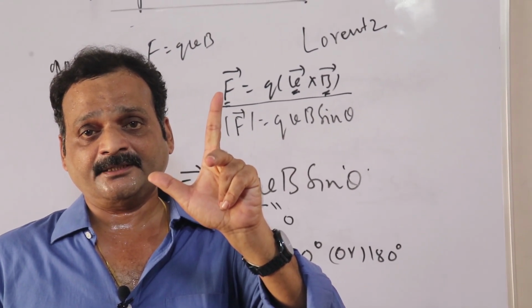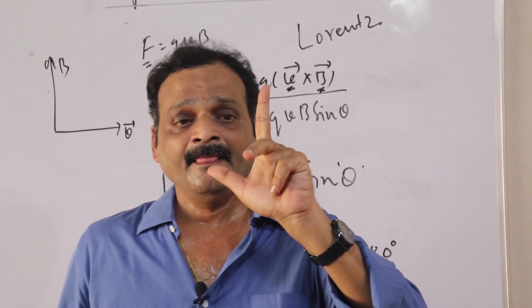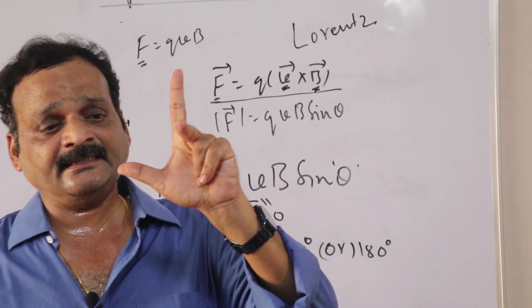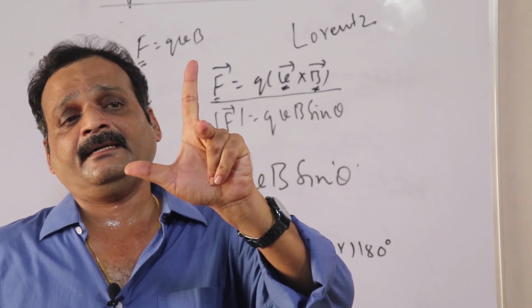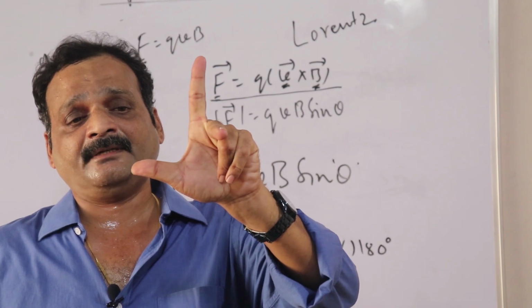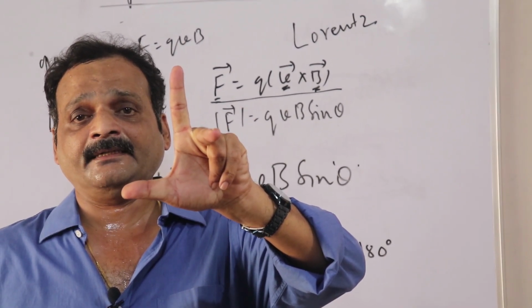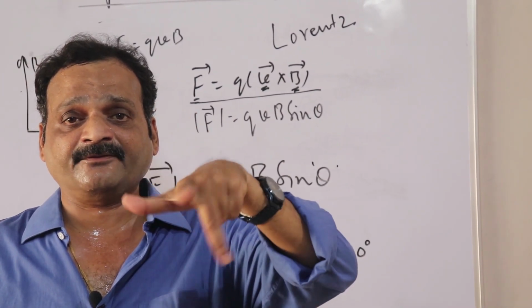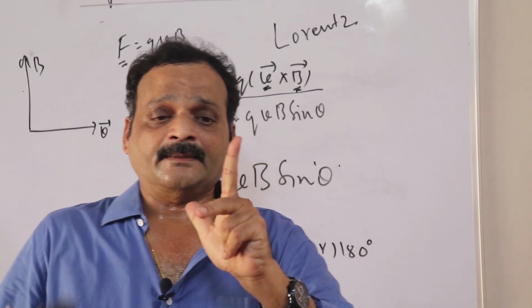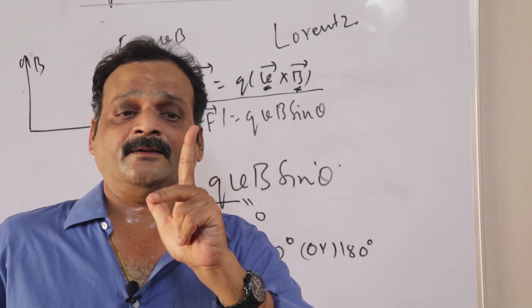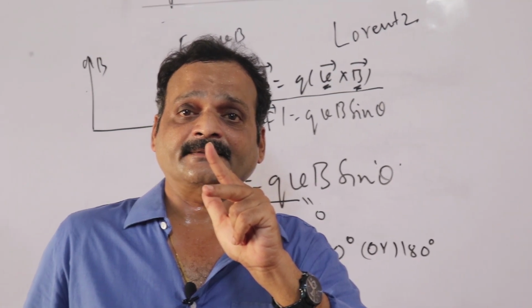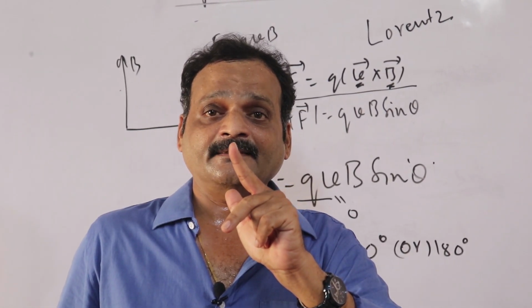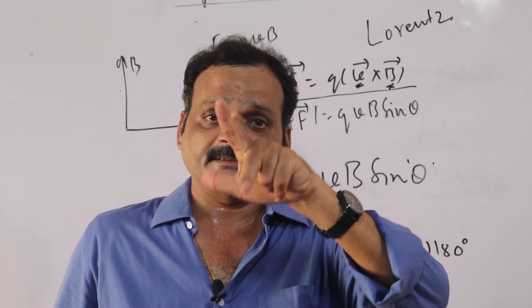Forefinger will give you the direction of the field. Middle finger is the direction of velocity. When they are perpendicular like this, spread in their natural directions, the force will be acting in the direction of the thumb. Remember, if a field is like this, you should not bend your finger and put it like this, and if the velocity is like this, you should not do like this. They should always be fixed like this only.